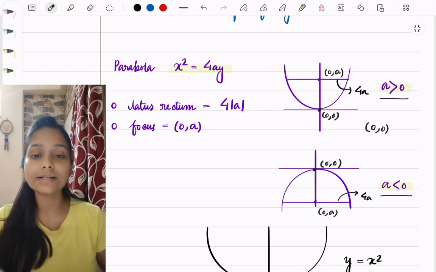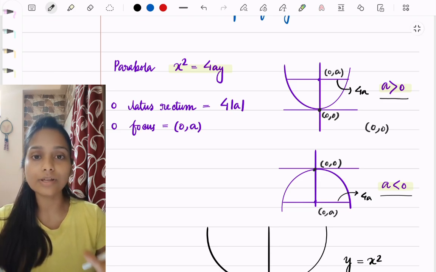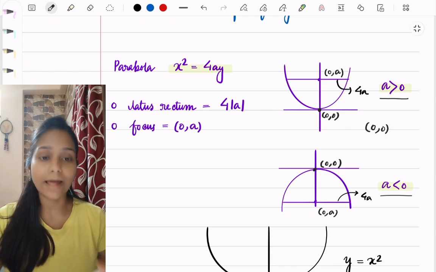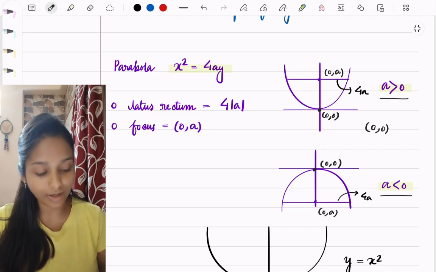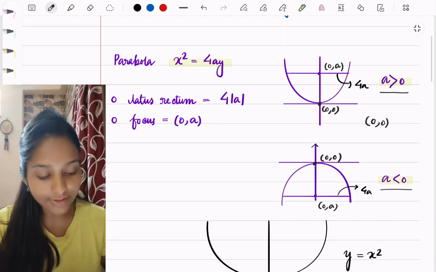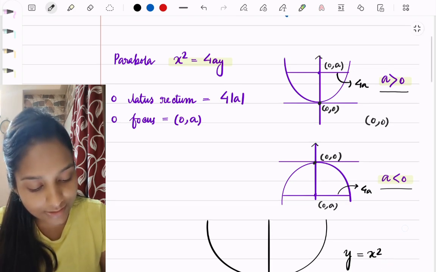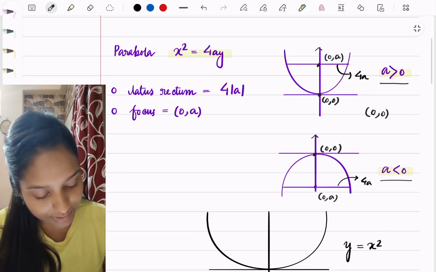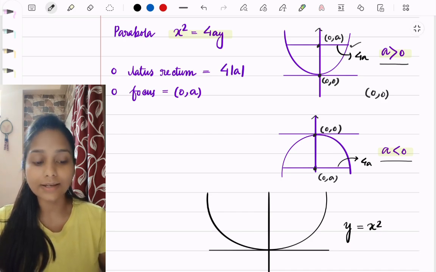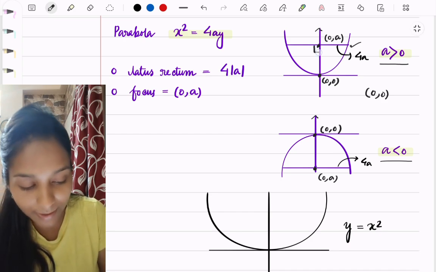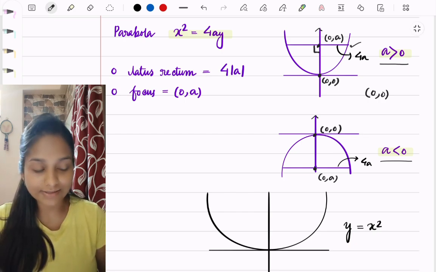Okay, and there is a thing called latus rectum. So what is the latus rectum? The latus rectum is the straight line that passes through the focus and is perpendicular to the axis of the parabola. So this one here is the axis of the parabola, and this one is the focus. This straight line is perpendicular to the axis of the parabola, and it passes through the focus of the parabola. So this is the latus rectum.